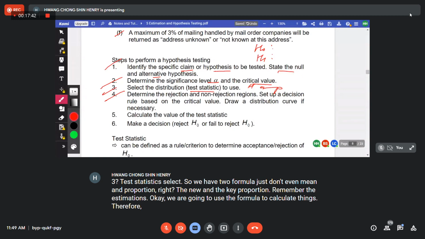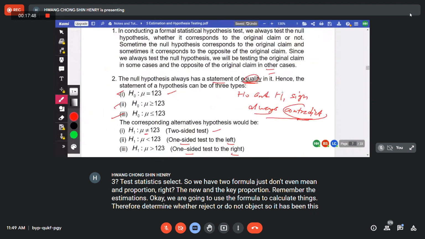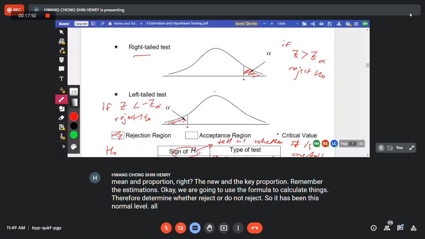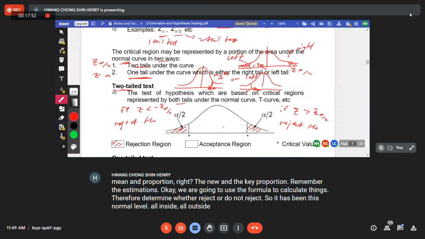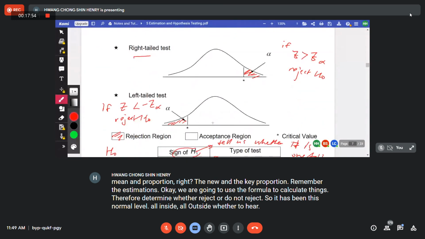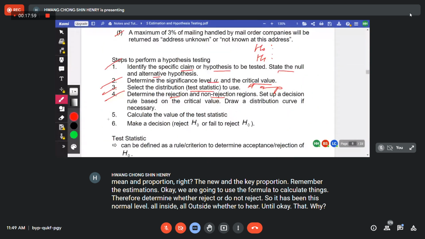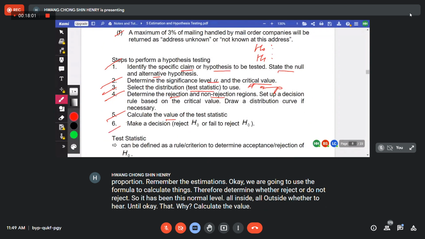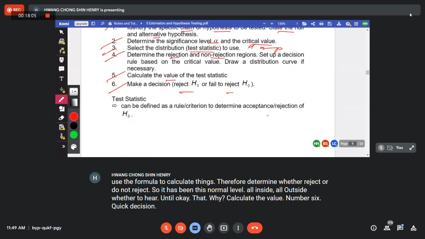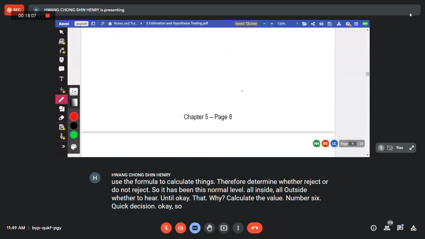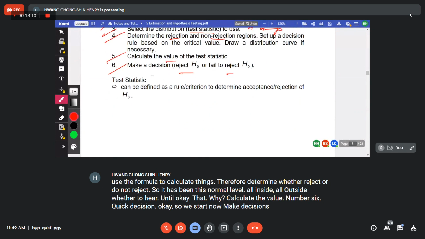Step 4, determine whether to reject or do not reject. So you have to test with this normal curve, inside or outside, whether two tail or one tail. Okay? Step 5, calculate the value. Number 6, make decision. Okay, so we start now. Make decision and give conclusion.